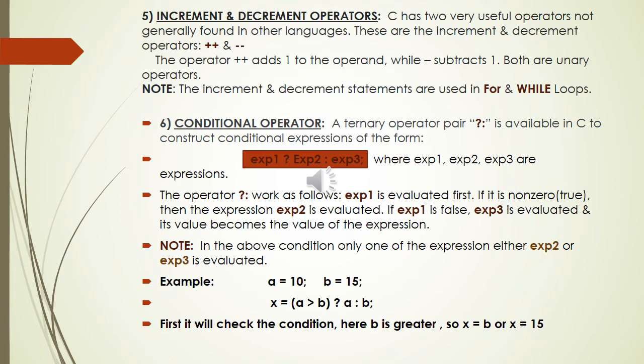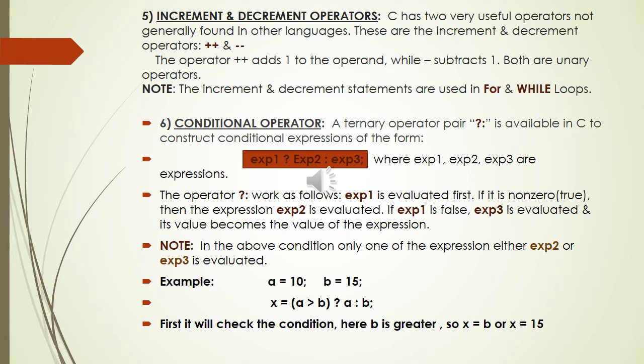Sixth, the conditional operator. A ternary operator pair (?:) is available in C to construct conditional expressions of the form exp1 ? exp2 : exp3, where exp1, exp2, exp3 are expressions.